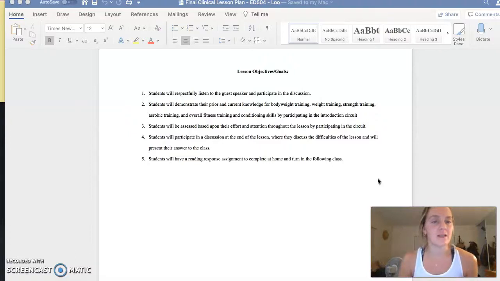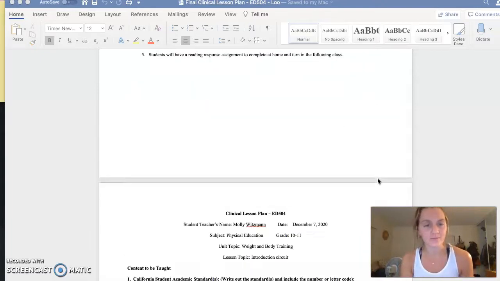Students will be assessed based upon their effort and attention throughout the lesson by participating in the circuit. Students will participate in a discussion at the end of the lesson where they discuss the difficulties of the lesson and will present their answer to the class. Students will have a reading response assignment to complete at home and turn in the following class.